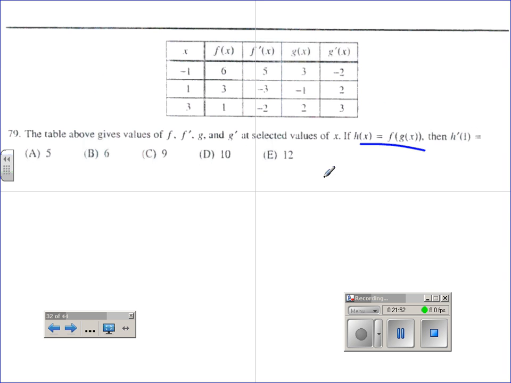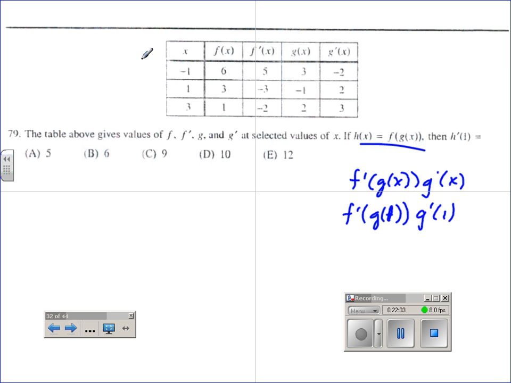H prime of 1. So this is the chain rule. F prime of g of x times g prime of x. So f prime of g of 1 times g prime of 1. G of 1 is negative 1. So f prime of negative 1 times g prime of 1. F prime of negative 1 is 5, and g prime of 1 is 2. And so we get 10.